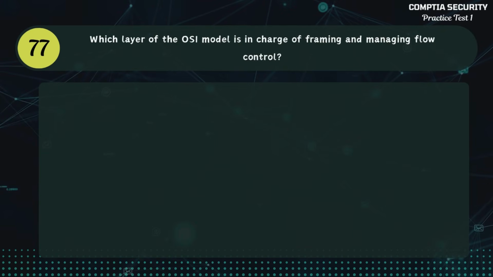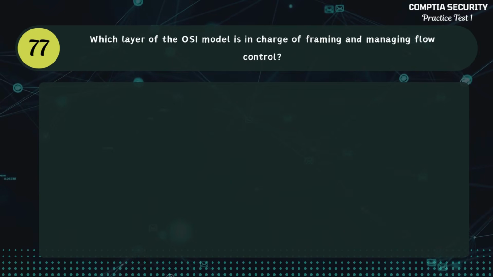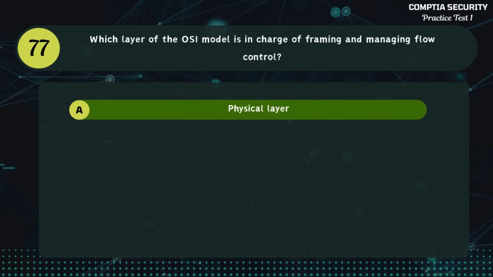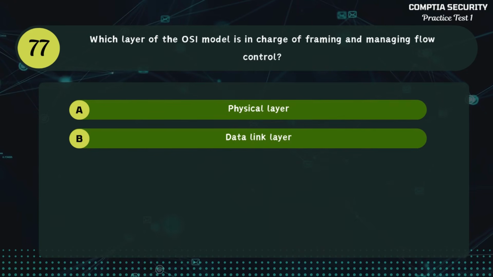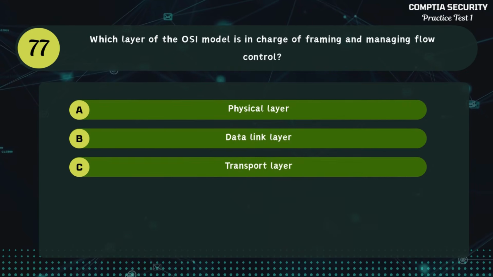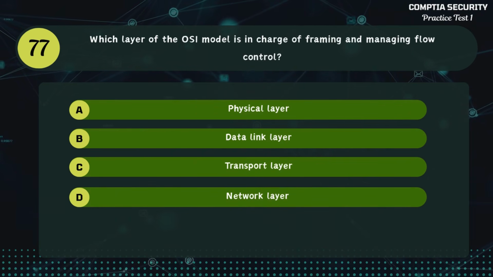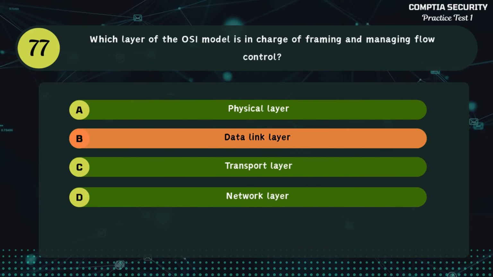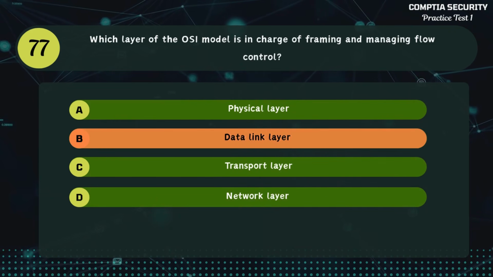Question 77. Which layer of the OSI model is in charge of framing and managing flow control? A. Physical layer. B. Data link layer. C. Transport layer. D. Network layer. Correct answer B. Data link layer.